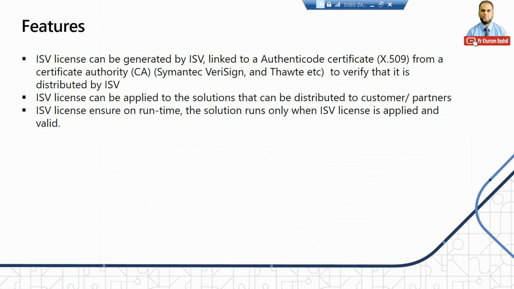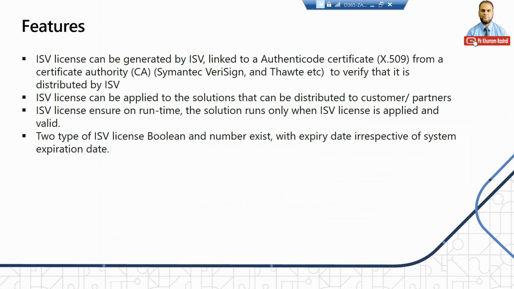The ISV solution also ensures that at runtime, the solution runs only when the ISV license is applied and valid. Valid means it is not expired, and applied means that even if you apply the package, if you don't have the license, it will not be enabled. Both conditions should be fulfilled. In this case, there can be two types of ISV license: one is Boolean and the other one is number.